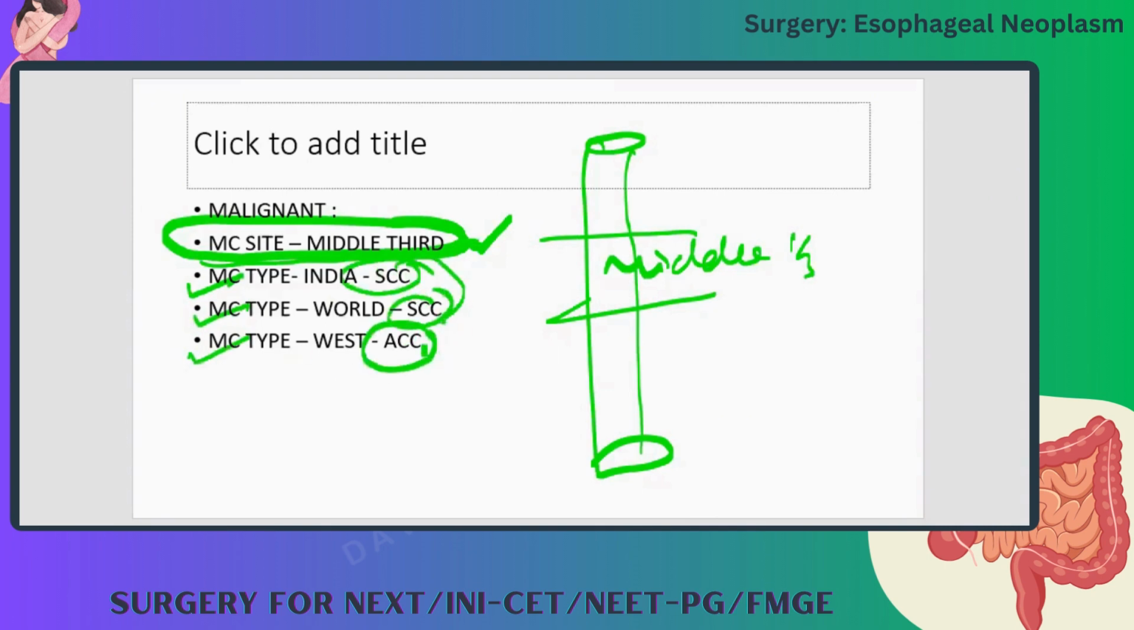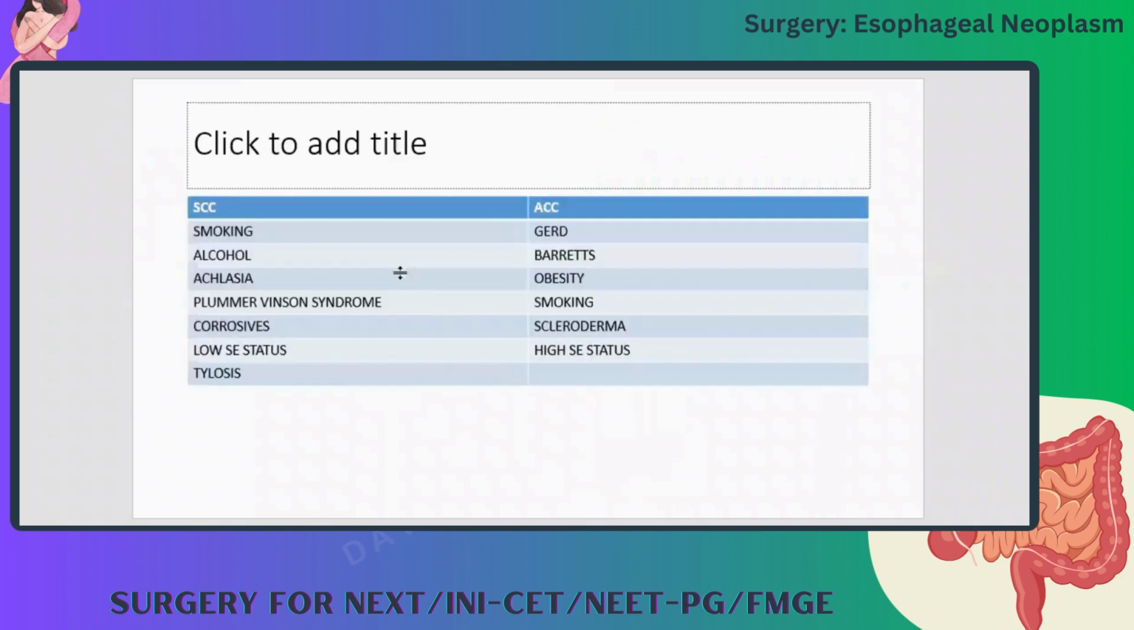This difference is because of the food habits and the presence of risk factors. So the most common site is the middle third, and the most common type is squamous cell carcinoma in India and in the world, and in the Western countries, it is adenocarcinoma.